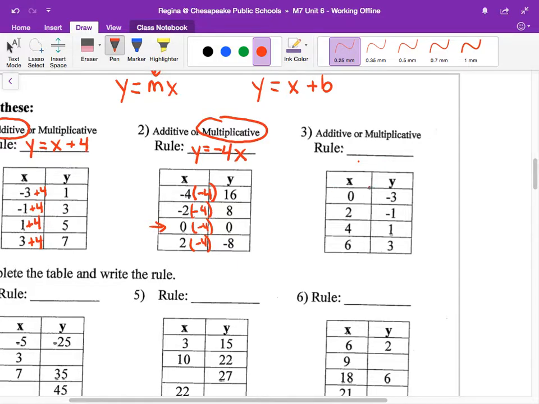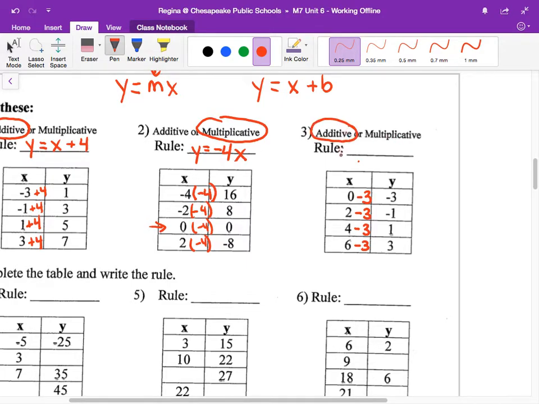All right, what could they do to 0 to get -3? Now, we know that this can't be multiplying, because in order to get from a 0 to another number, it has to be adding or subtracting. So to me, it looks like they're minusing 3. All right, let's check it. 2 minus 3, yep. 4 minus 3, yes. 6 minus 3, yes. So it's not multiplying, so this means additive.